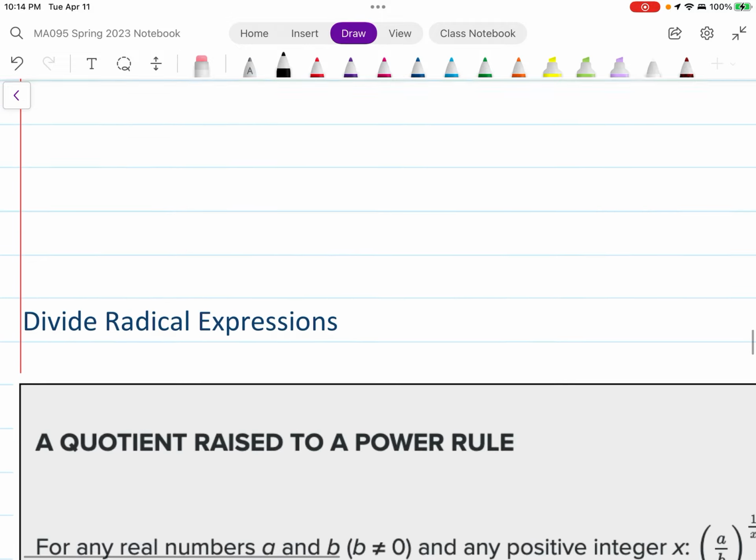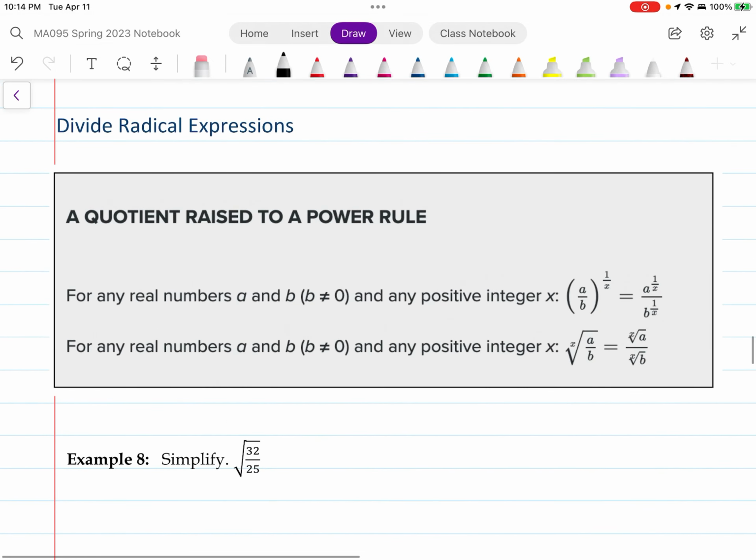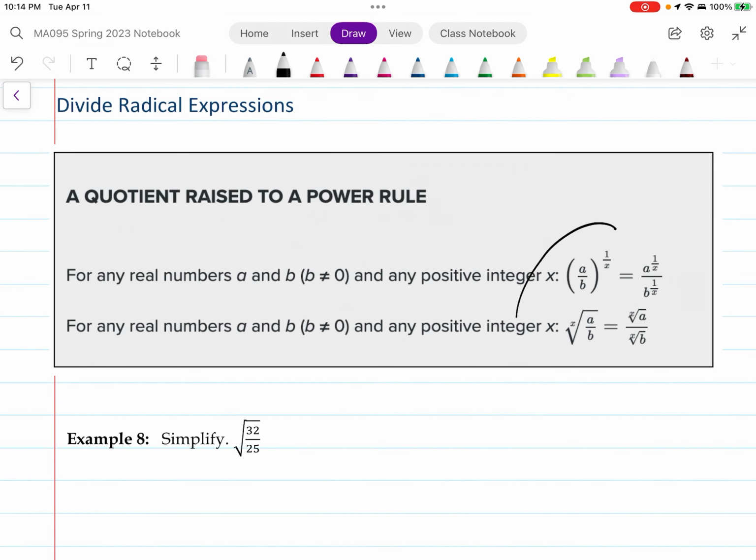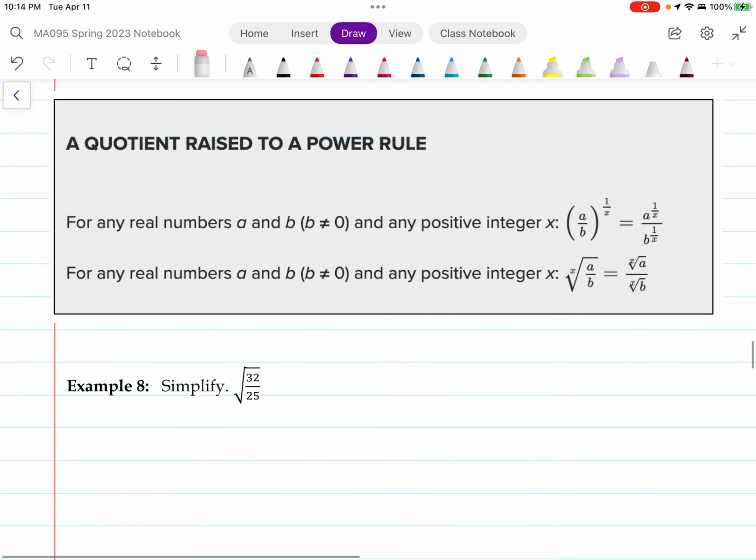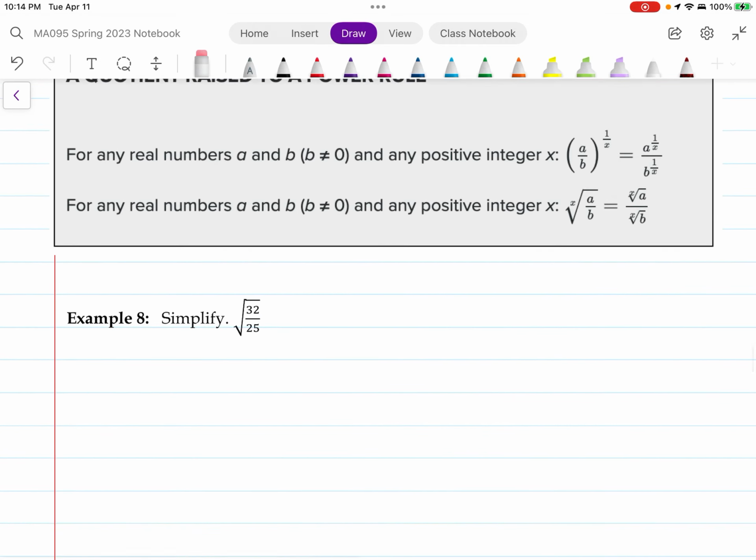Now we're going to look at dividing radical expressions. So again, look at these rules right here, and we've looked at them before, but when you have an exponent on a fraction or a radical on a fraction, it applies to both the top and the bottom. All right, so the first thing you want to do when you see something like example 8 is you want to see if you can simplify this part first.